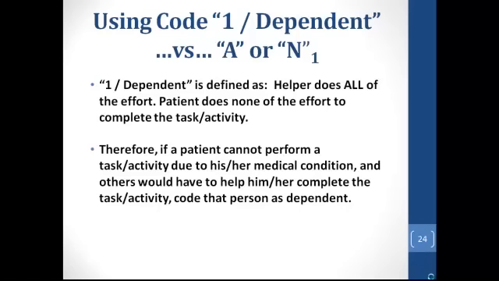a rating. A patient has a PICC line that is not supposed to get wet. 1 or dependent is defined as helper does all of the effort, patient does none of the effort. But, as in this case, if a patient cannot perform a task or activity due to his or her medical condition or medical restrictions, and others would have to help him or her complete the activity safely, then this patient would be coded as dependent.